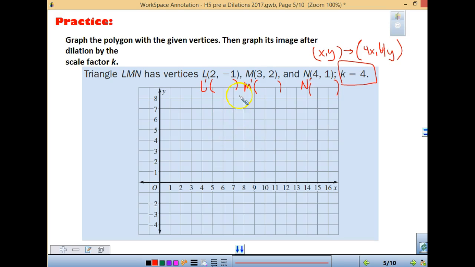Whitney, L prime is going to be where? 8. Yep. -4. Jack. M prime. 12, 8. N prime, Jessica. 16, 4. And they all fit because you're 16, 4, right? This is my N prime. 12, 8. Here's my M prime. 8.